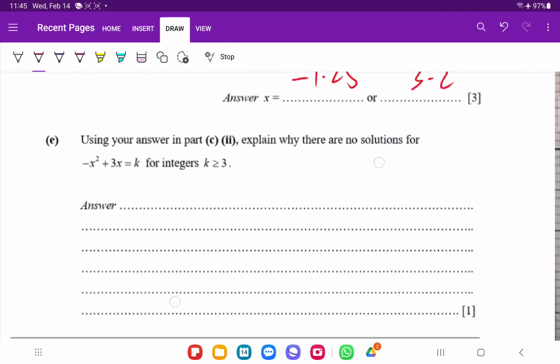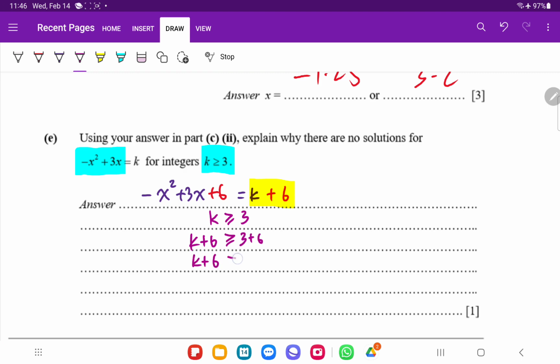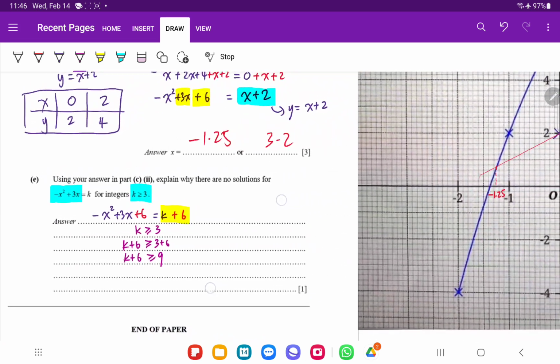Part E. Using your answer to part C, explain why there are no solutions when this equals k. First of all, I notice that this again is not the given equation. So let's write down negative x squared plus 3x equals k. I would need to make sure that I plus 6 here. Next they mentioned k is greater than or equal to 3. So if k is greater than or equal to 3, then k plus 6 is greater than or equal to 3 plus 6, so k plus 6 is greater than or equal to 9.